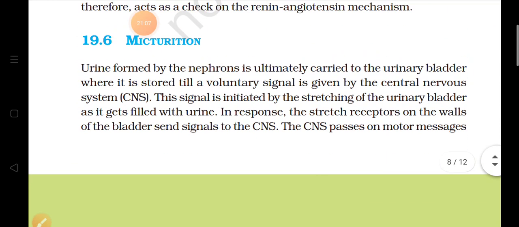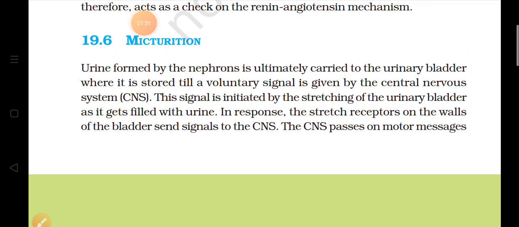Now micturition. Now urine is produced by the nephron. Now this urine from the nephron will go to the collecting duct, and from the collecting duct to the ureters, and then it will reach the urinary bladder, and it is stored in the urinary bladder until there is a voluntary signal given by the central nervous system, means our brain is involved in it.